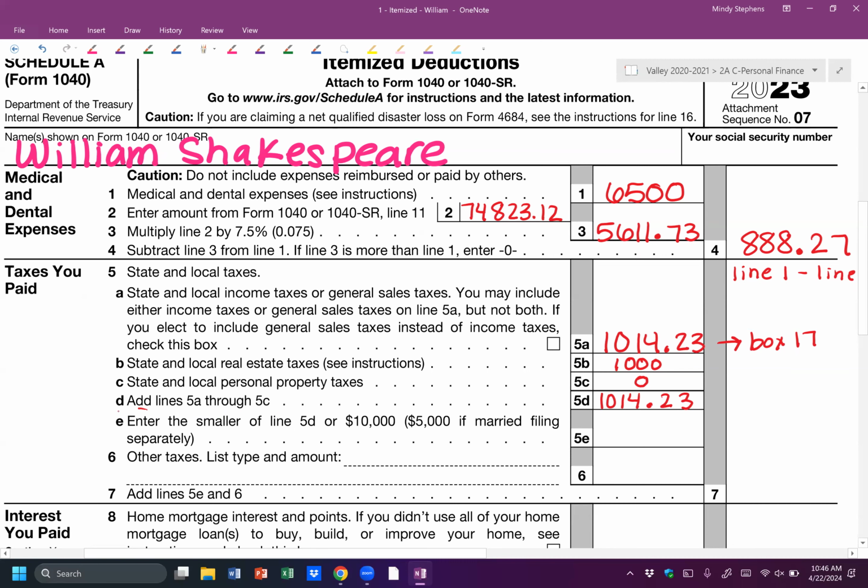E, this is one that a lot of people get mixed up on, so make sure you understand what it's asking. We're just looking at that first part. Enter the smaller number between 5D or 10,000. Is the line 5D smaller or is the number 10,000 smaller? That's what you're entering, whichever one is smaller. So 5D is smaller, so I'm going to enter that.